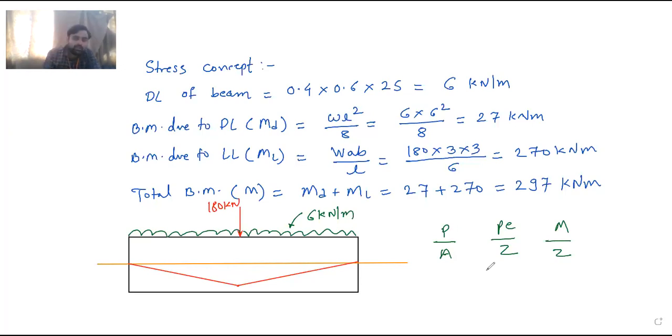Okay. But now here you can see PE, so stress due to eccentricity. So at this level your stressing force is there. Okay. So if I show the force, it is at this level, your force is there. The level of force is this.